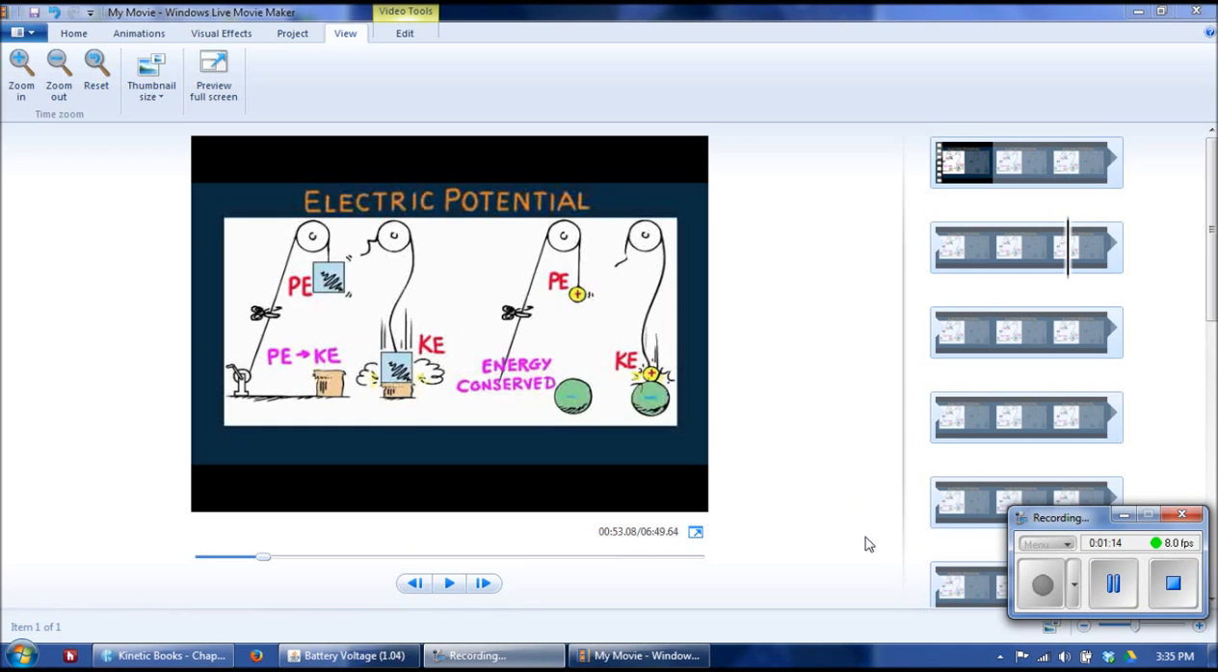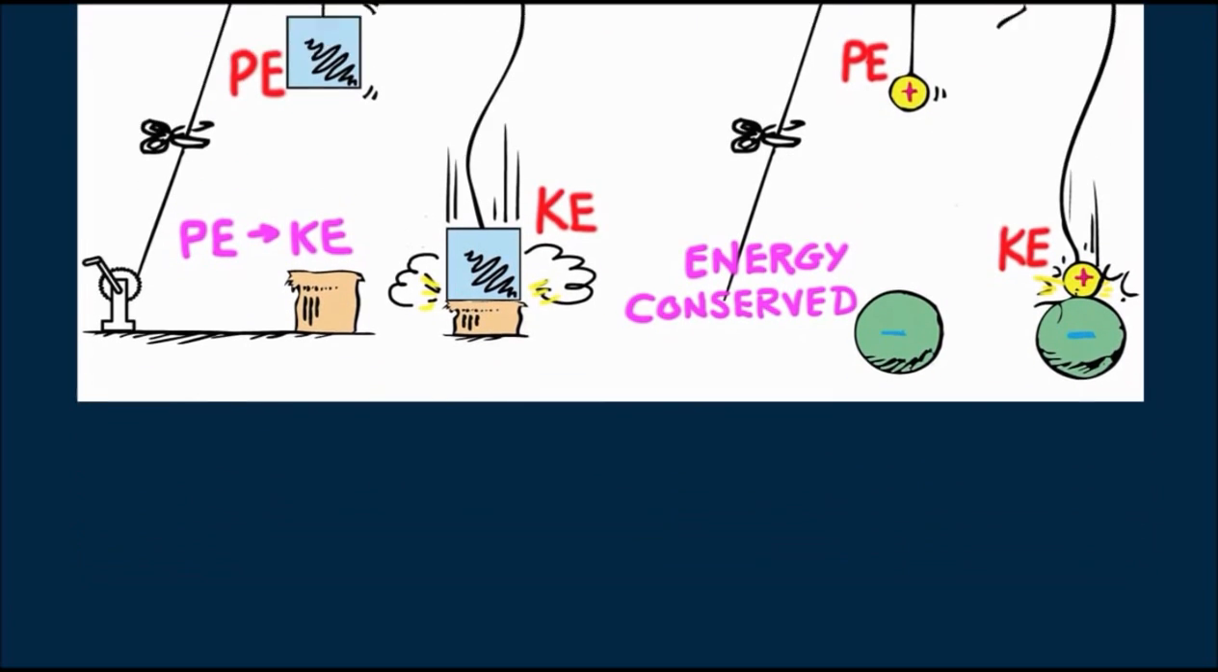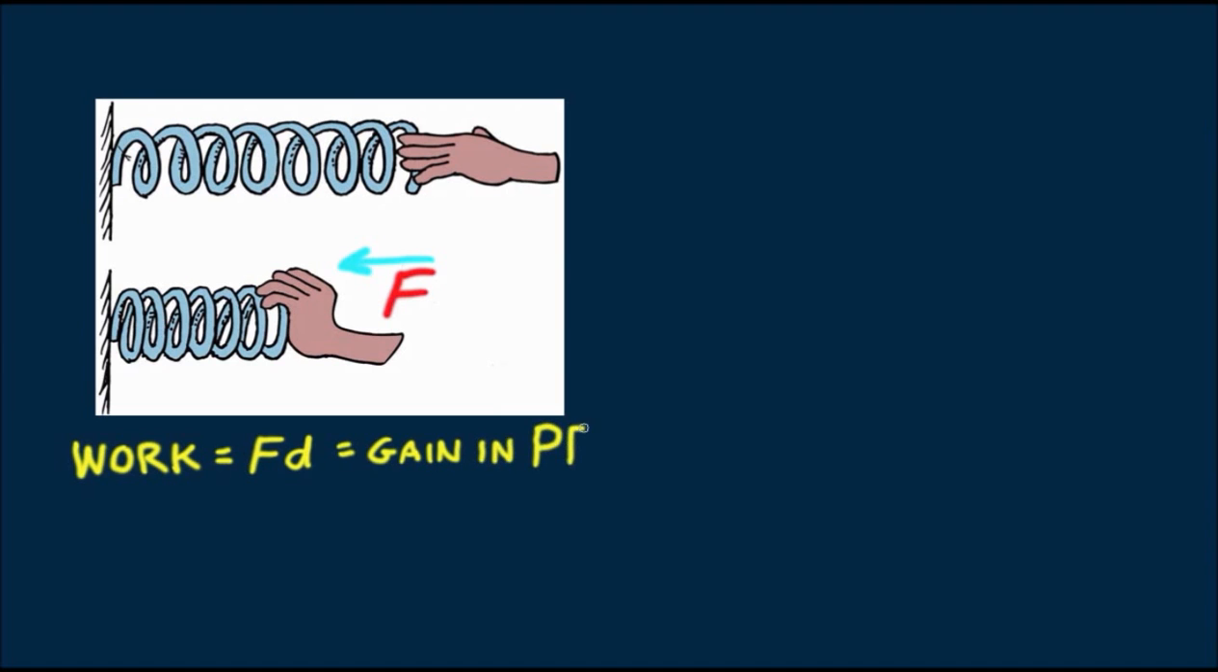Recall in a study of mechanics that the amount of work done on an object can change the energy of that object. That's in accord with work, which equals the product of average force and the distance moved. Consider compressing a spring. The work we do increases the potential energy of the spring.